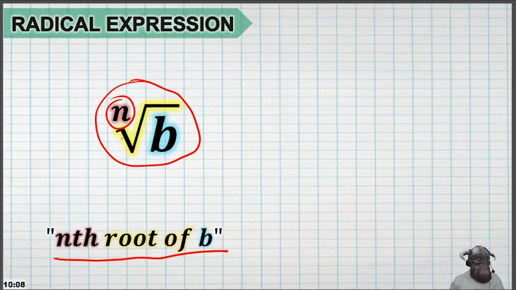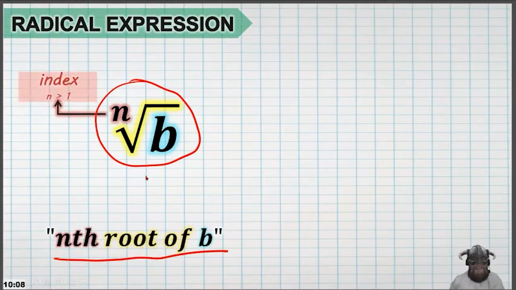So, pwede siyang 2, kapag 2 square root, kapag 3 cube root, pag 4 fourth root. Depende sa value ni n. Kaya siya nth root of b. Ito yung b. And we'll discuss now the parts of this radical expression.